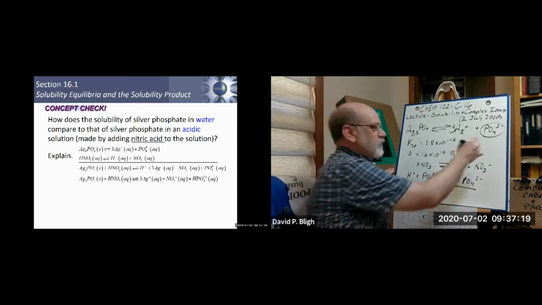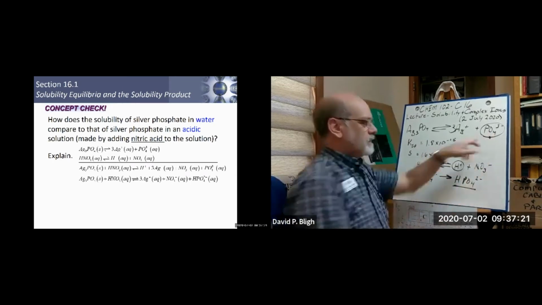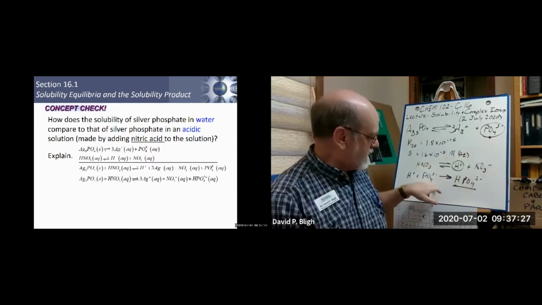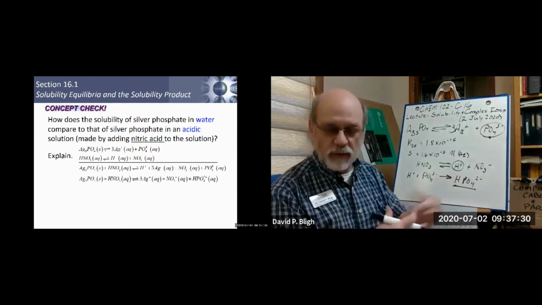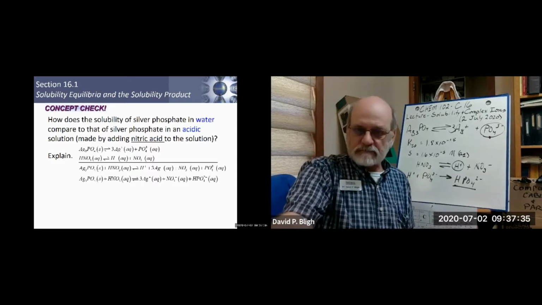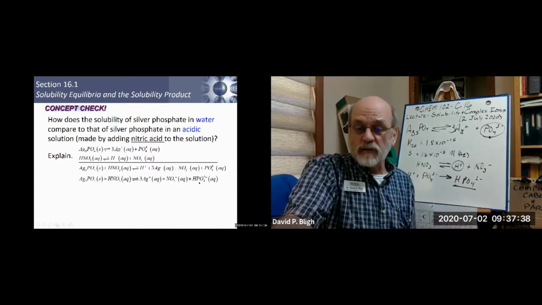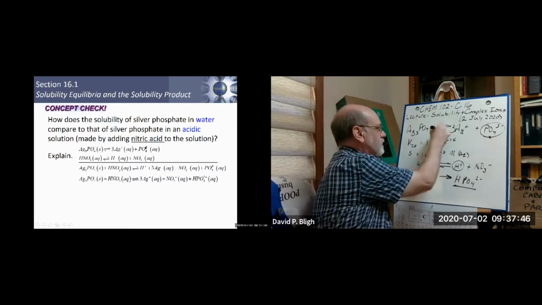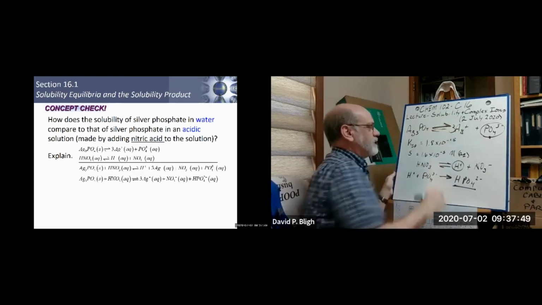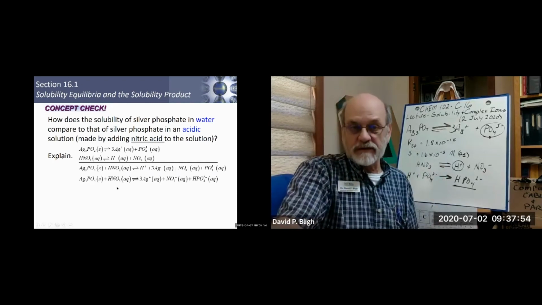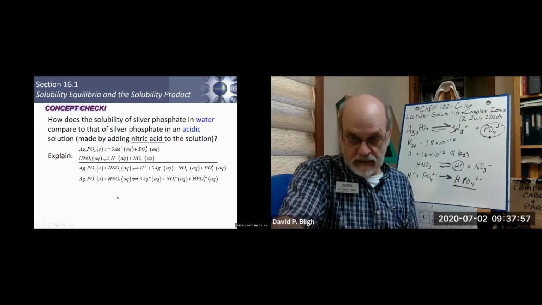So what we're doing is we're removing this polyatomic and making an intermediate to the dissociation of phosphoric acid. So what that does is it effectively removes phosphate from the solution and drives the reaction that way. So we have, by that logic, increased the solubility of silver phosphate.